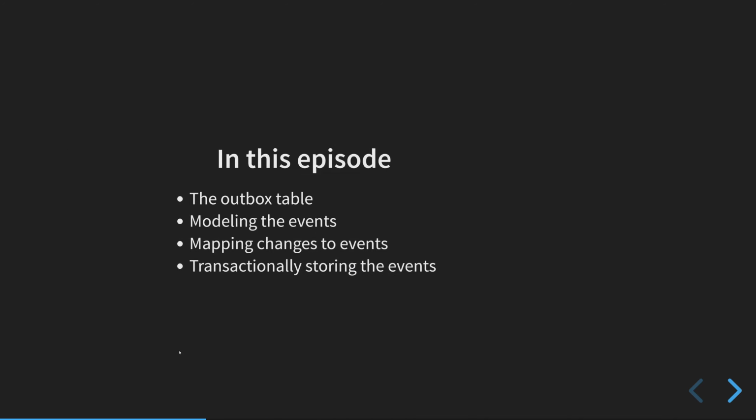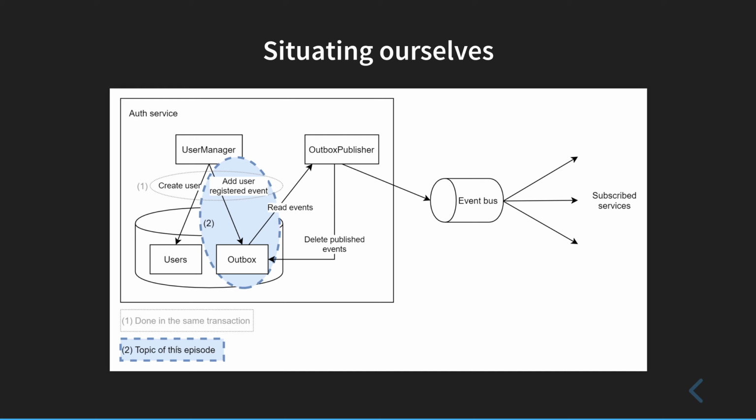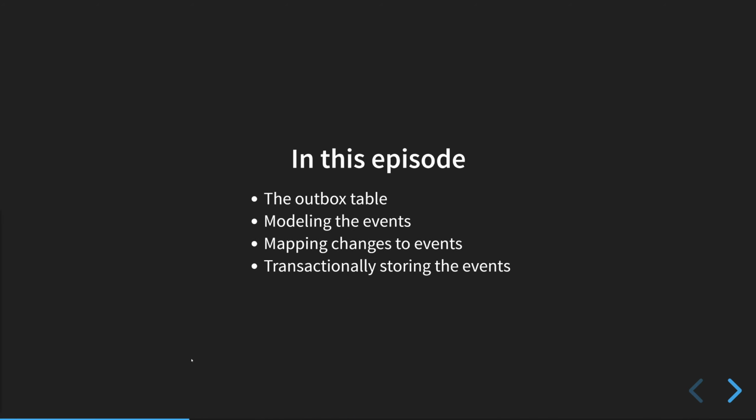So, before going into the code, just to see where we are. In the past episode, we did the part of detecting the changes when the user is created from the user manager. And in this episode, we'll go into this part. So we'll do the part of creating the event based on those changes and storing it on the outbox table. So this is where we are in this diagram. Let me just go back to the topics so we follow them. And let's begin with the outbox table.